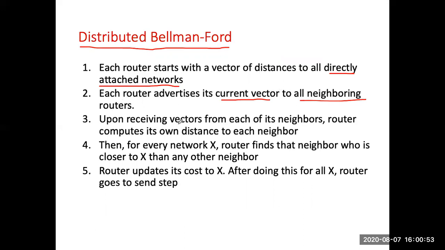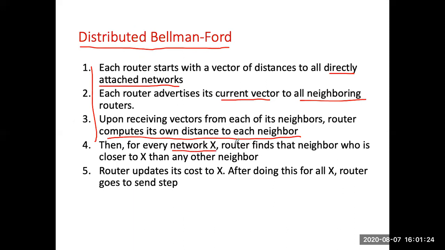And upon receiving the vectors from all of its neighbors, the router basically computes its own distance to each neighbor, that is, the immediate neighbors. Then for each network, as there are many networks, the router finds that neighbor who is closer to X than any other neighbor. This means after the immediate neighbor, it calculates the distance to the other networks, for example the network X.